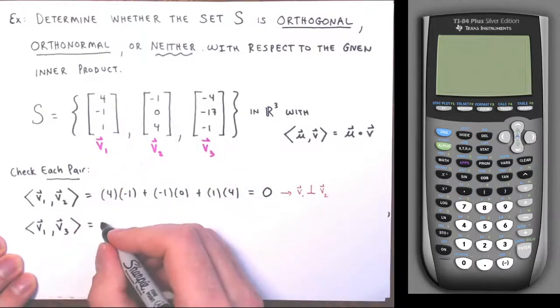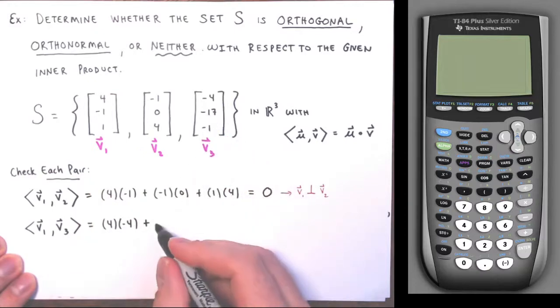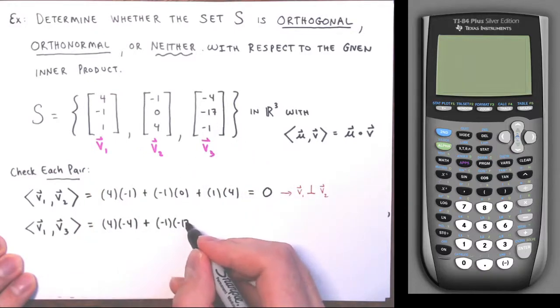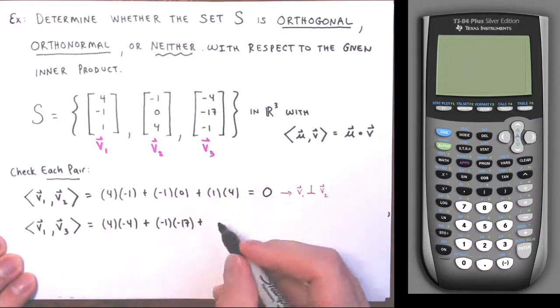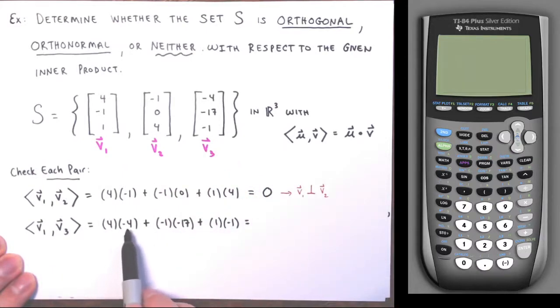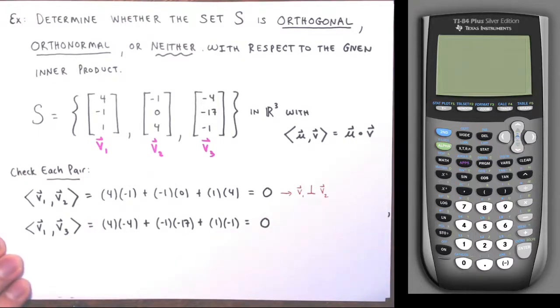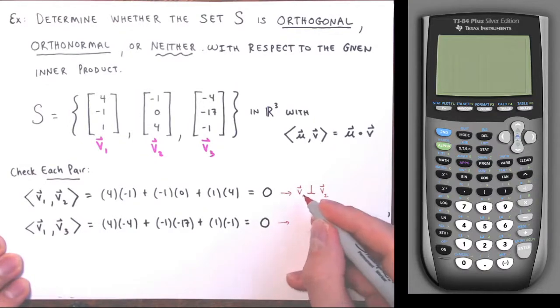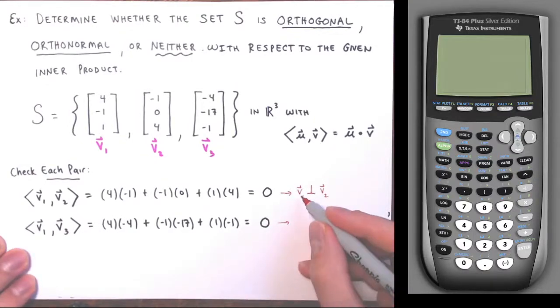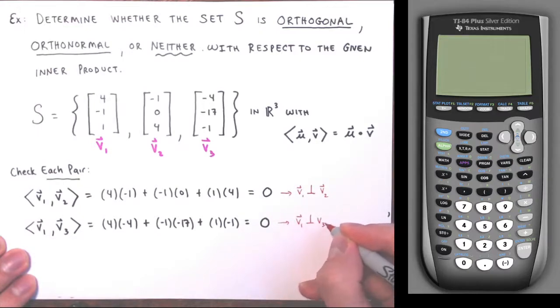So we have 4 times negative 4 plus negative 1 times negative 17 plus 1 times negative 1. And that's negative 16 plus 17, which is positive 1, plus negative 1, which is 0. Great, so v1 and v2 are orthogonal. v1 and v3 are orthogonal.